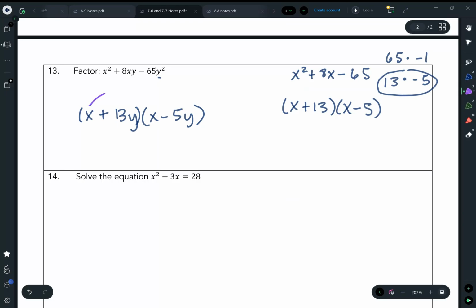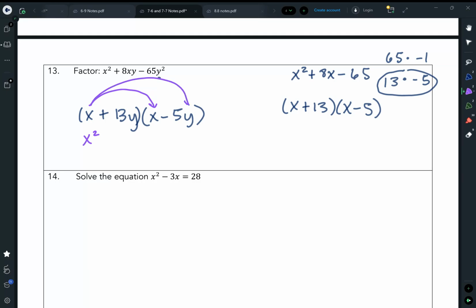So x times x is x squared. X times minus 5y is minus 5xy. 13y times x is plus 13xy. 13y times minus 5y is minus 65y squared. So my two middle terms are xy. I can combine those together and I get a plus 8xy. And then my last term, of course, is a negative 65y squared.